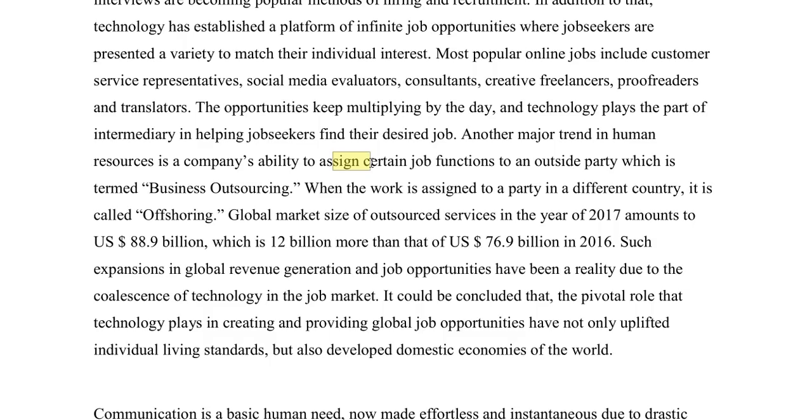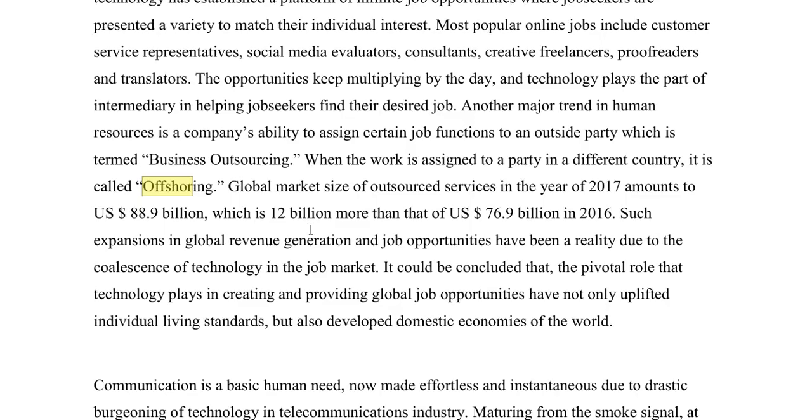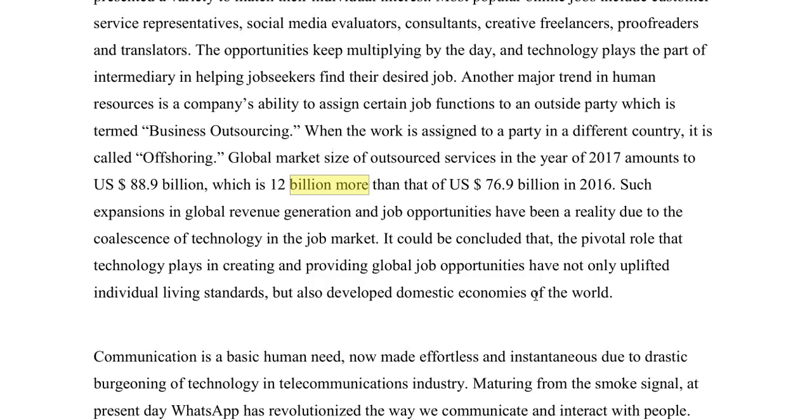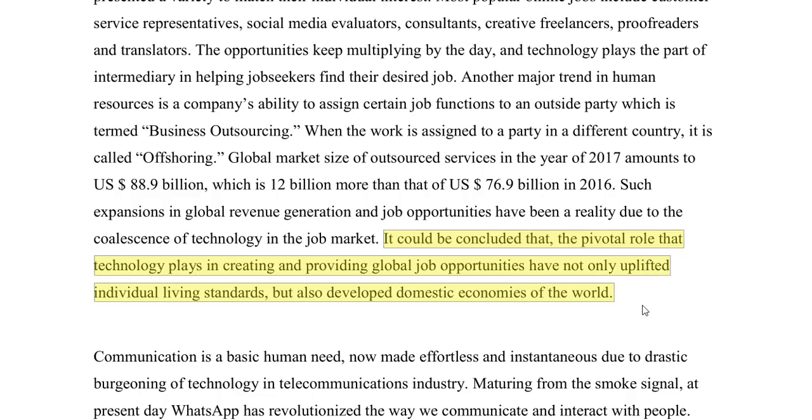Another major trend is, you may say, assigning, that is qualitative improvement, that is, you can shift the work you need to do to another party, business outsourcing to another country, business offshoring. So see, this is how the statistics are given for added credibility. And we'll end with the closing sentence or the concluding sentence, which itself is the topic sentence restated or paraphrased.